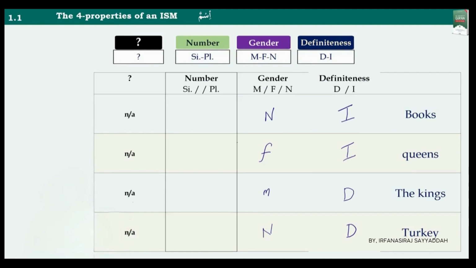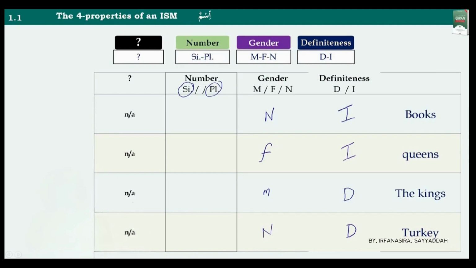Now, as far as number is concerned, in English, we have singular and we have plural. What I mean by singular is if I say pen, that's one pen. If I say pens, that's two or more. So I can have 2 pens or I can have 1,000 pens. It doesn't really matter. In English, a word can be singular or plural.